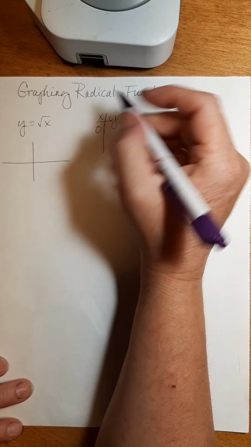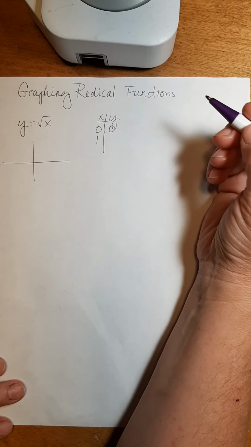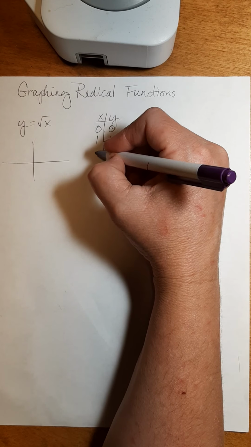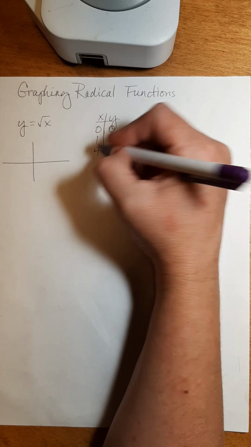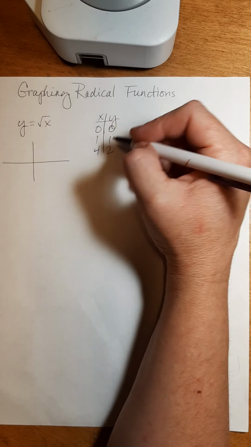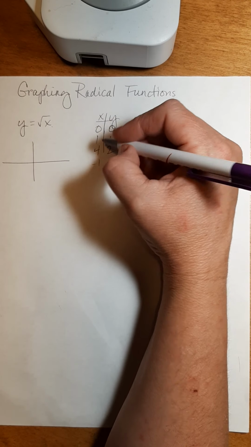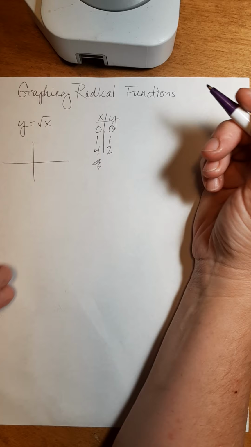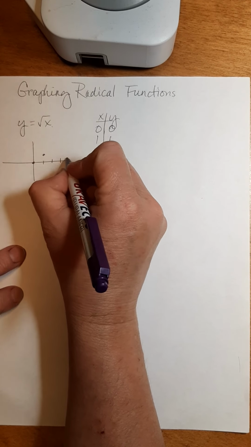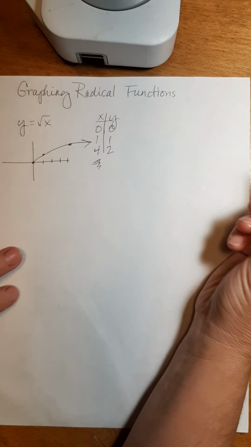So if I plug in 0, square root of 0, 0. Let's plug in 1. Square root of 1, 1. Square root of 2 is a decimal, so let's try 4. Square root of 4, 2. Now let's try negative 1. Square root of negative 1, uh, i. So we can't plug in negatives. So 0, 0, 1, 1, 4, 2. Notice how the graph just kind of swoops.